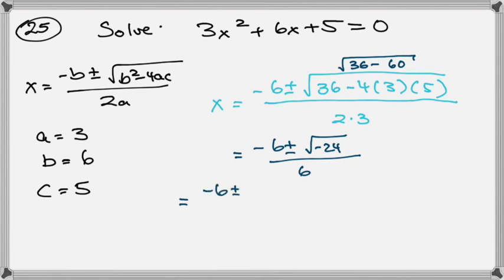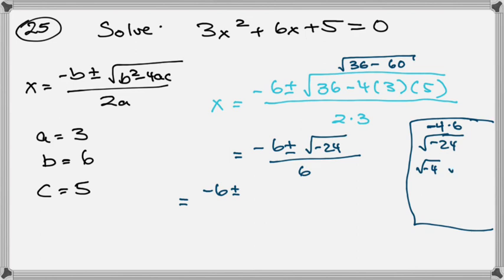How can you simplify the negative 24? Well, first of all, which perfect square goes into 24? 4, right? 4 times 6, it's actually a negative 4. So that would be the square root of negative 4 times the square root of 6. The square root of negative 4 is what? 2i. 2i radical 6. So that would be 2i square root of 6 all over 6.